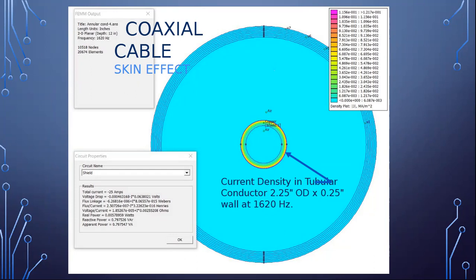We're not even at RF yet. RF starts at 9.6 kilohertz, according to the FCC. So we're still in audio frequency, and look what's happening. The current density, there's even less to the center, and even denser on the outside.